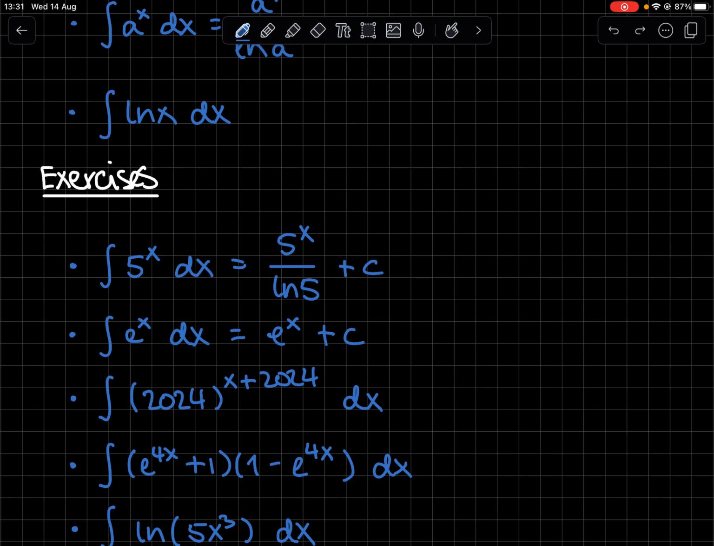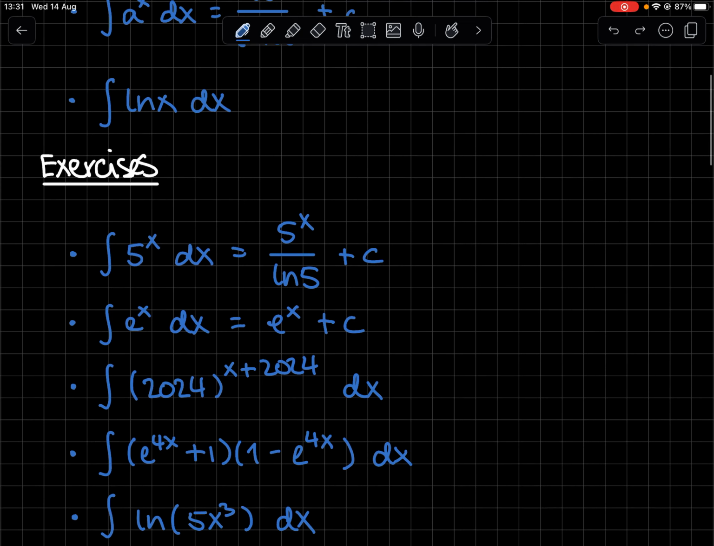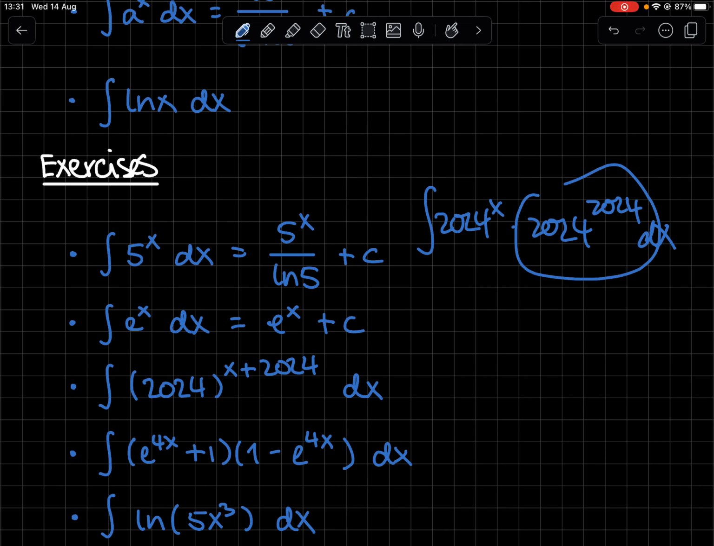Okay, so next we have the integral of 2024 to the power of x plus 2024. And what we can do is use exponent laws to break this down into 2024 to the power of x times 2024 to the power of 2024. So this is what we're integrating with respect to x. Remember, now this is a constant. It may be very big, but it's a constant, so we can actually pull it outside of the integral.